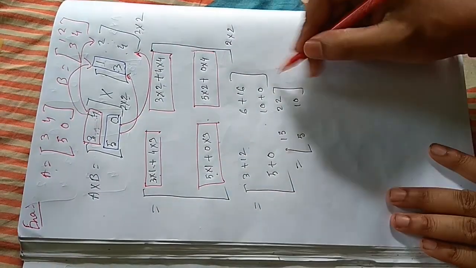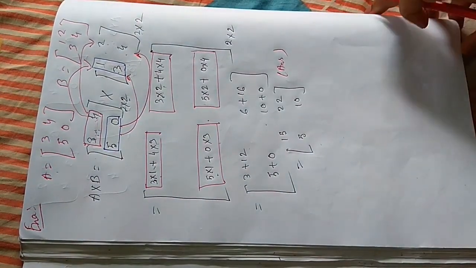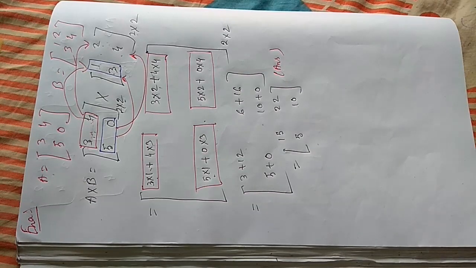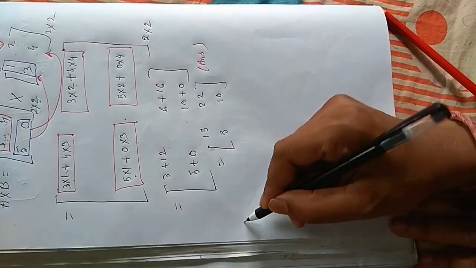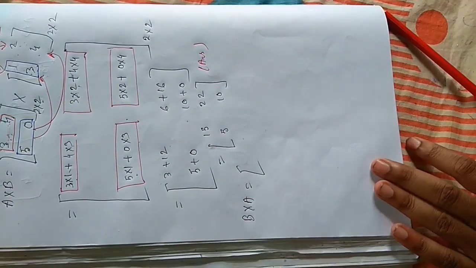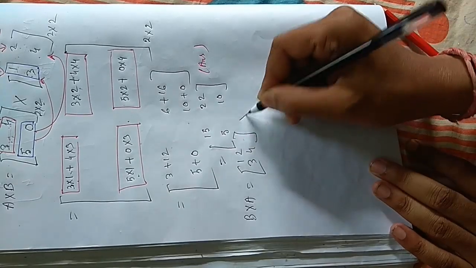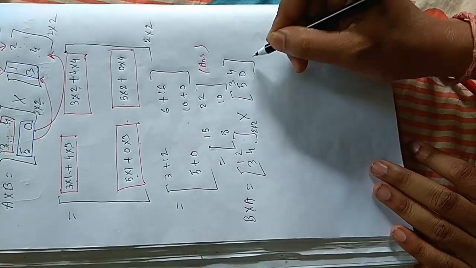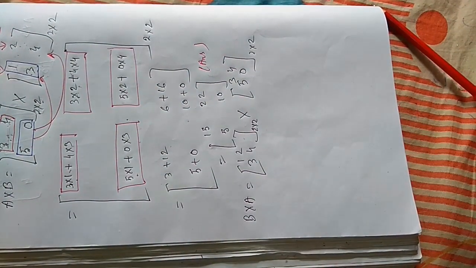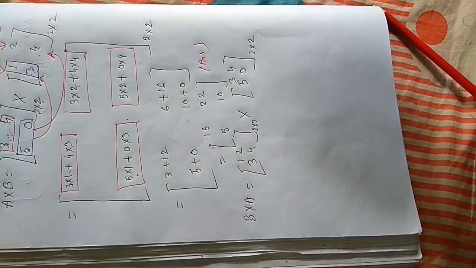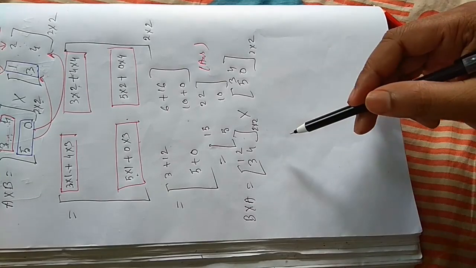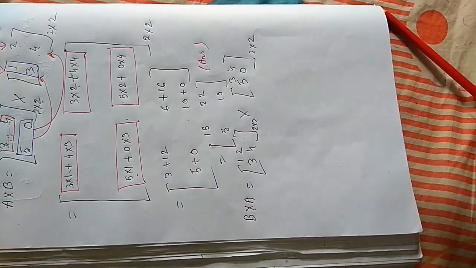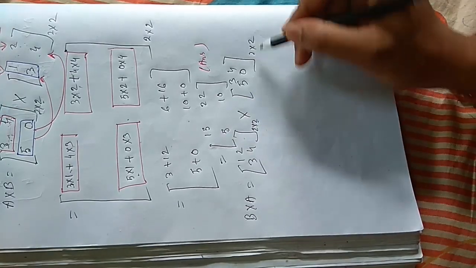So this is the answer of AB. Okay, see carefully. So now see how we get the answer. Now we find BA. Just write 1 2 3 4 and multiply with 3 4 5 0. Since both matrices are of order 2 by 2, BA is also possible. AB is not always possible to find along with BA. But in this case we can find AB and also BA. Why? Because the column order is 2 and the row order is 2.